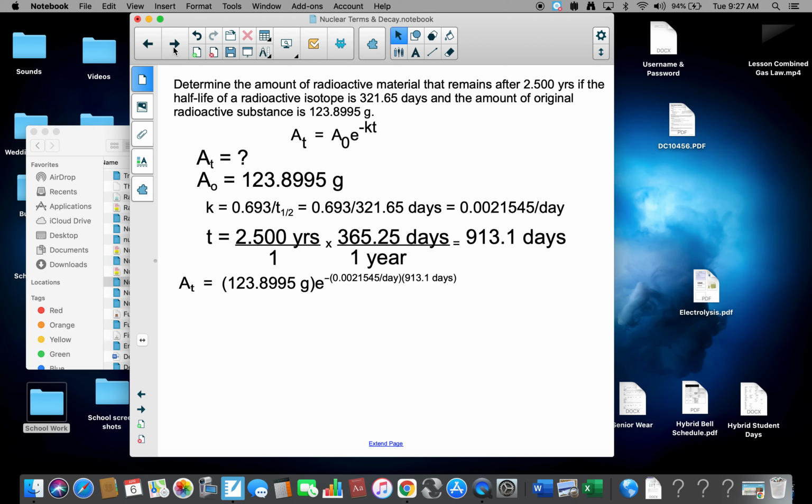Take our equation, put our values in. A_t is equal to 123.8995 grams times e raised to the minus 0.00215545 per day times 913.1 days. My days cross out. I'm going to start with the exponent, so I'll multiply these first. Get an answer, take e raised to that power, and then multiply by 123.8995 grams, and we get 17.33 grams. That's what we have.